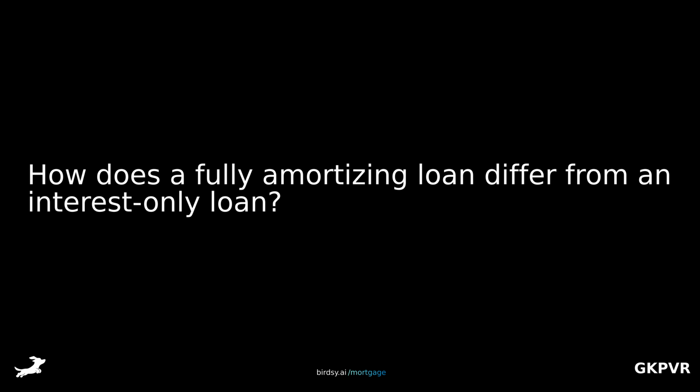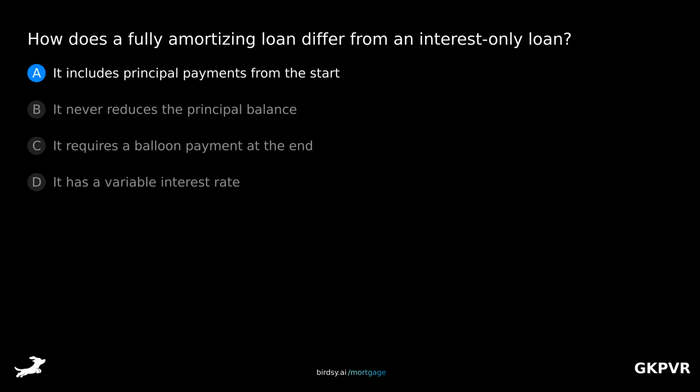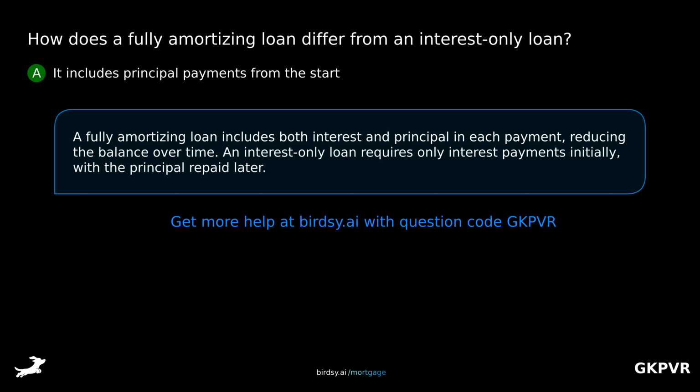How does a fully amortizing loan differ from an interest-only loan? Is it A, it includes principal payments from the start, B, it never reduces the principal balance, C, it requires a balloon payment at the end, or D, it has a variable interest rate? The answer is A, it includes principal payments from the start. A fully amortizing loan includes both interest and principal in each payment, reducing the balance over time. An interest-only loan requires only interest payments initially, with the principal repaid later.